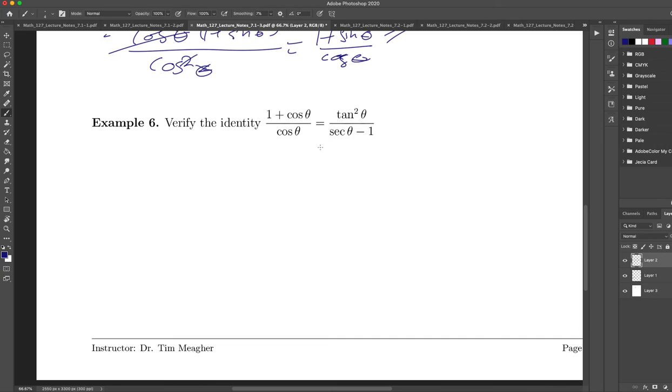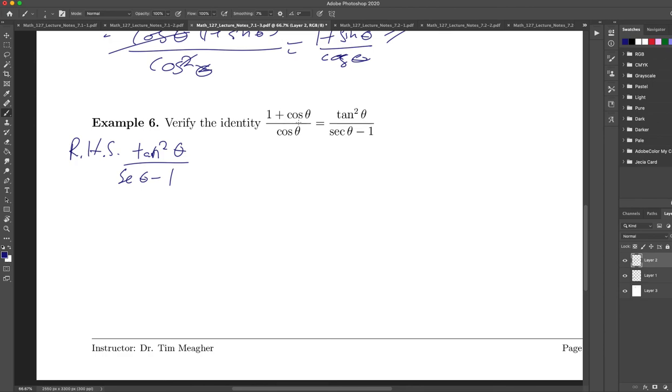So which side looks worse? Well, this side looks worse. So we're going to work on the right-hand side. Notice here on the left-hand side we only have cosine, so let's just convert everything here. Let's see what I can do to make this look more even. So here I have tangent squared theta, and then we have secant theta minus 1. I could convert this over to sines and cosines, but that's going to give me a little bit more mess than I hope.